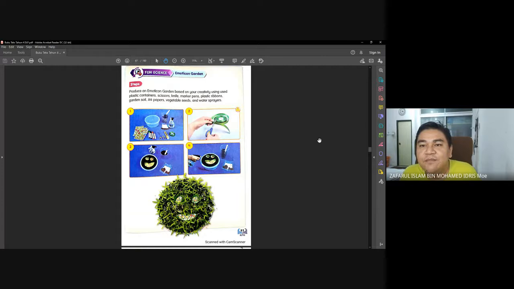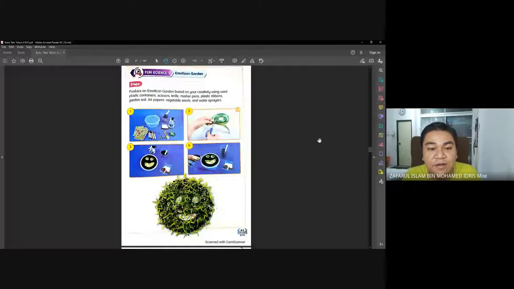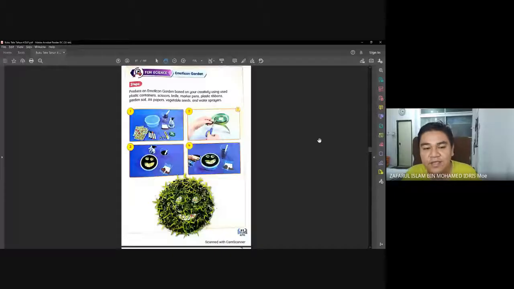Ataupun pernah tak beli taufufa yang ada mangkuk, ada penutup tu? Betul tak? Pernah tengok tak? Bekas yang ada penutup macam tu kan? Atau awak beli apa-apa bekas, contoh puding, dia ada bekas, ada penutup. Awak isikan, penutup dia tu awak lubangkan ikut emoticon yang awak nak.